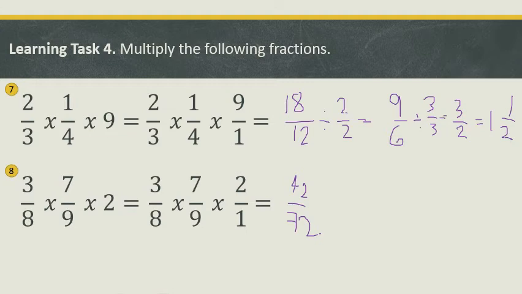So, pwede natin i-divide ito sa 6. Okay, so divide natin sa 6. 42 divided by 6 is 7. 72 divided by 6 is 12.